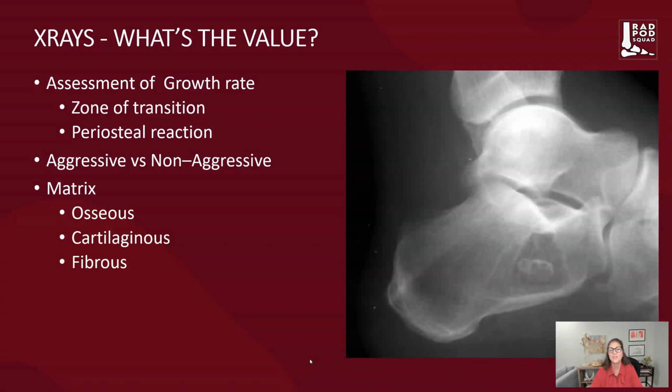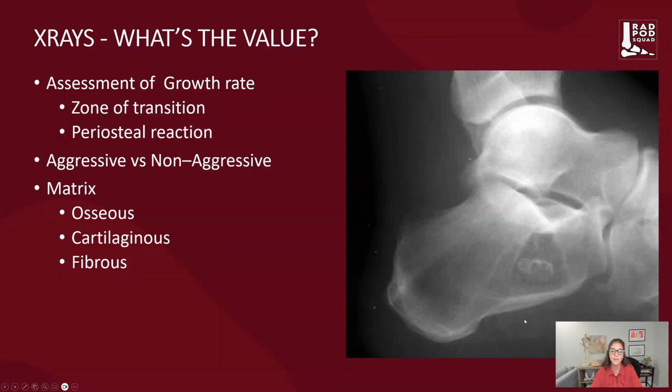Again, x-rays, what's the value? We're here to assess the growth rate, looking at the borders on x-ray. So if we can see the borders on the x-ray, like in this case of this intraosseous lipoma, we can see they're very well defined. We can find a border around the entire lesion, and that tells us that there's a very narrow zone of transition, likely to be benign.